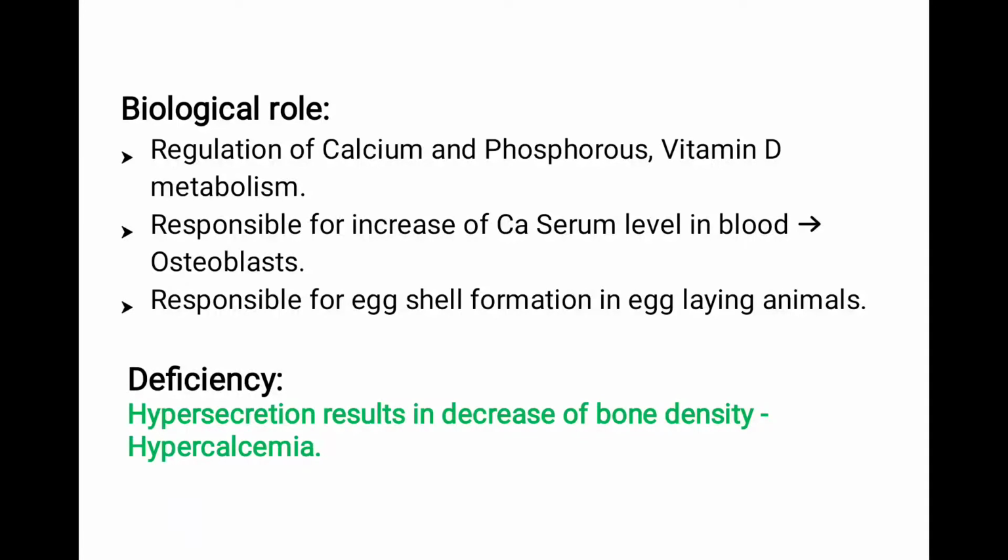The deficiency of the parathyroid hormone causes a decrease of calcium level in the blood. The hypersecretion of the parathyroid hormone results in a decrease of bone density, and leads to hypercalcemia.